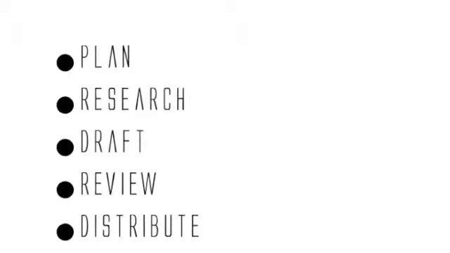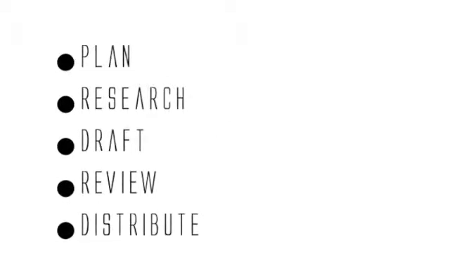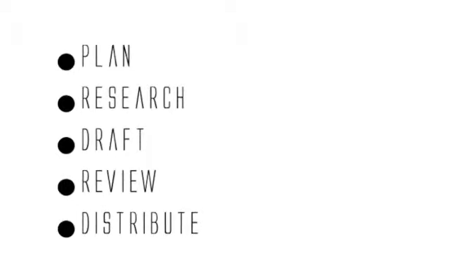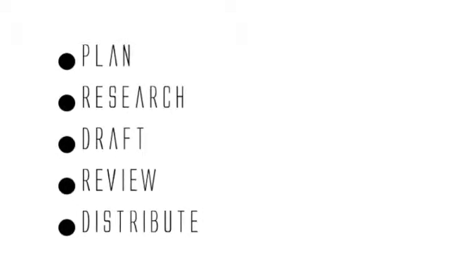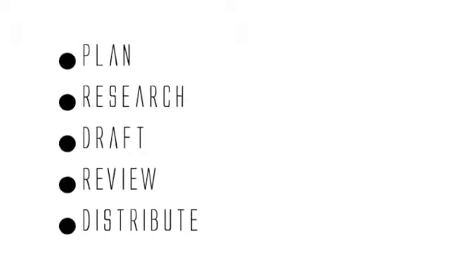There are 5 steps to PSA: plan, research, draft, review, and distribute. The first step in PSA is to plan. Here I will demonstrate how customizing your professional website is a good starting point.